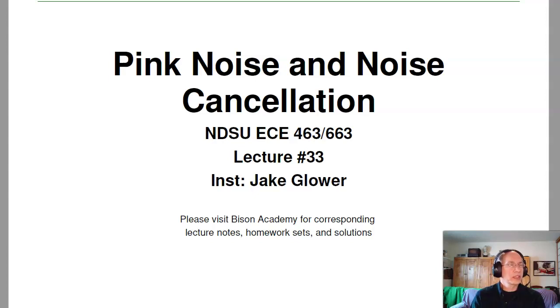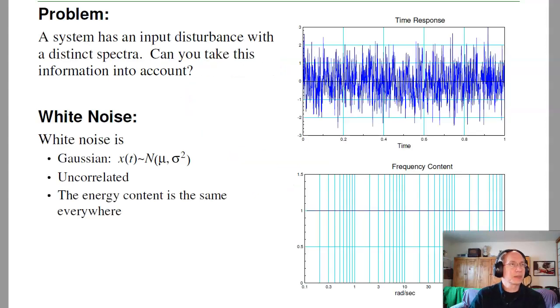Welcome to lecture number 33 for ECE 463 Modern Control, Peak Noise and Noise Cancellation. Now, here's the problem. Suppose the system has a disturbance, and the disturbance has a very distinct spectra. Can you take this information into account?